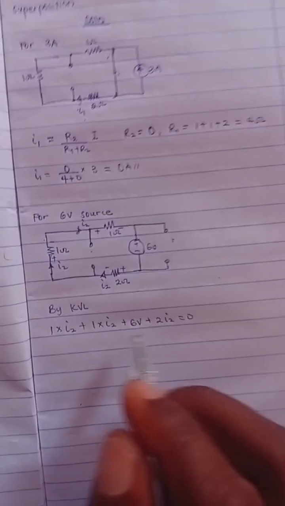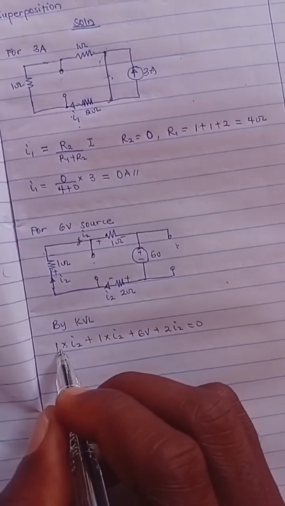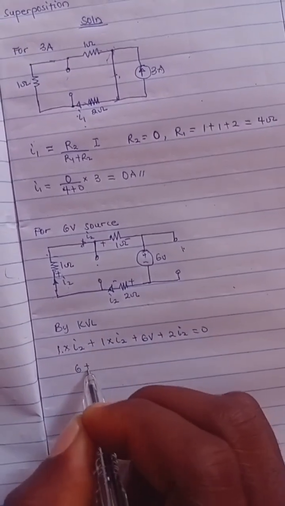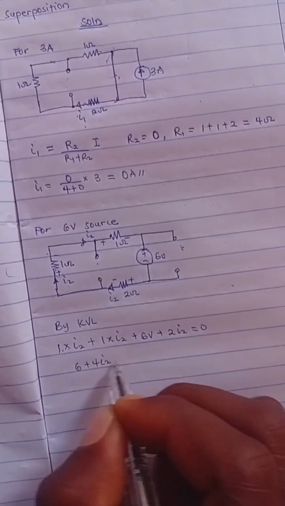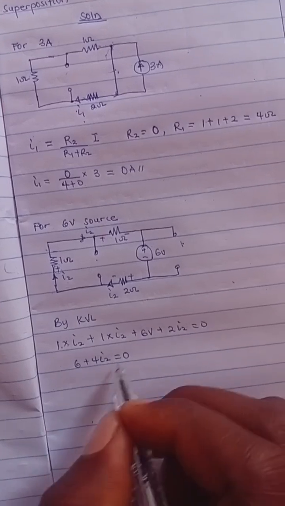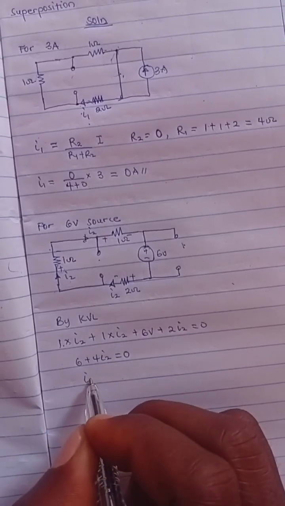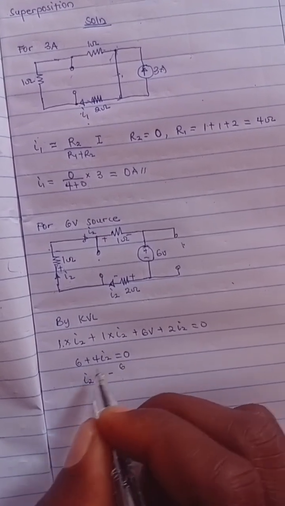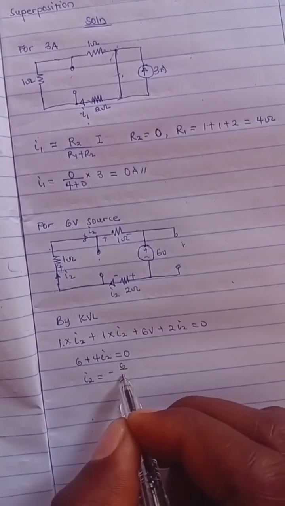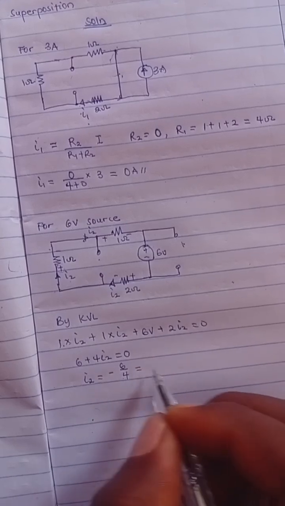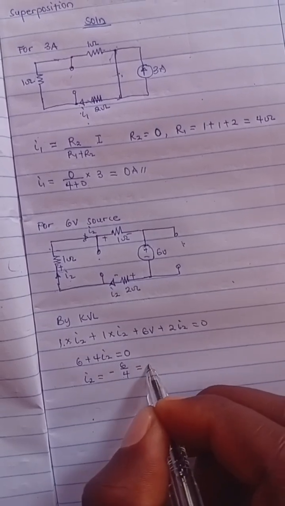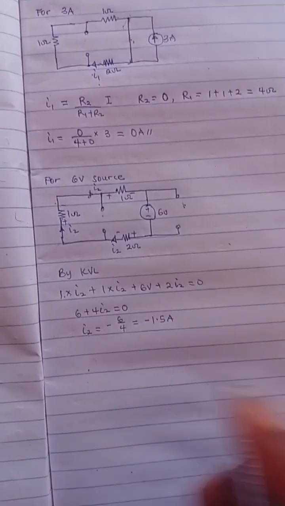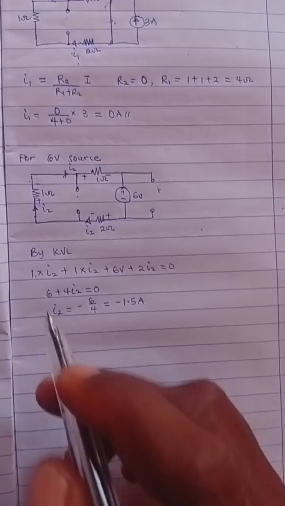So I'm making I2 the subject of the formula. This is I2 plus 2I2, and that's going to be 6 plus 4I2 equals 0. So from here, you make I2 the subject. This gives you I2 equals minus 6 divided by 4, which is minus 3 over 2, and that's minus 1.5 ampere, right? So that's the value of our I2, and we are done with finding I2.